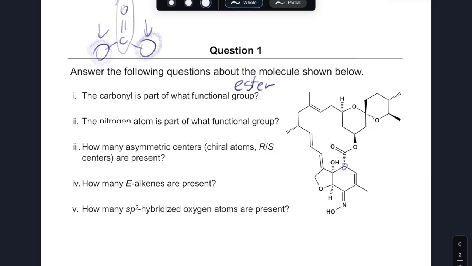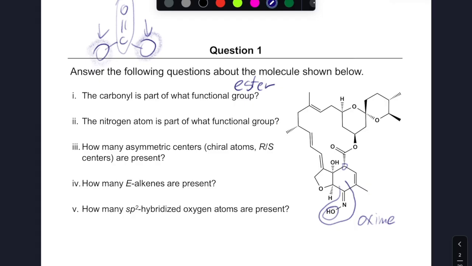Second one, the nitrogen atom is part of what functional group? So if you look through the molecule, there's a nitrogen right here. The functional group it's a part of is this entire chunk. This is my oxime. It's not just an imine, it's an oxime because we have an oxygen on that side.